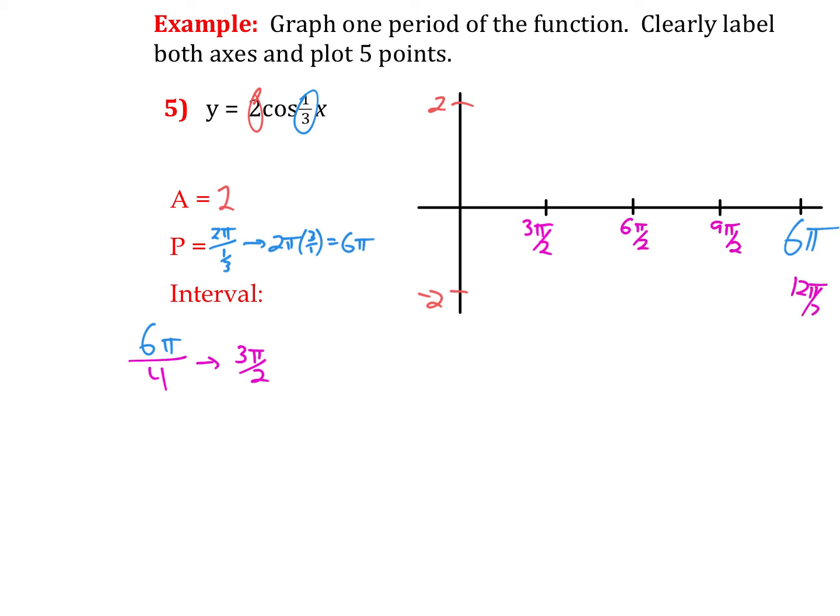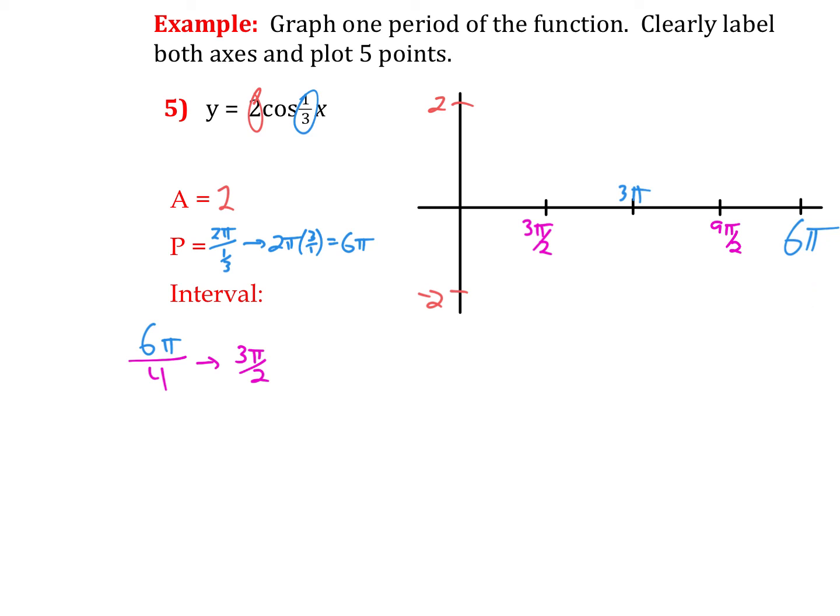Now, if we can reduce any of these, we will. 3 halves, that does not reduce. 6 pi over 2, oop, that's a 3 pi, so I can reduce that down. That'll be 3 pi. 9 pi over 2 does not reduce. And then 12 pi over 2, well, yeah, we already knew that was 6 pi.